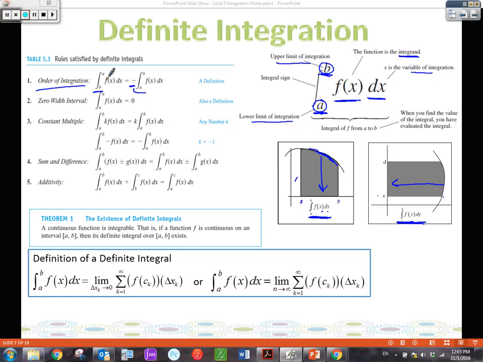So basically I can reverse the order. I can change this from b to a into a to b, as long as I take the opposite of my integral. So that's a new rule that we have to talk about.